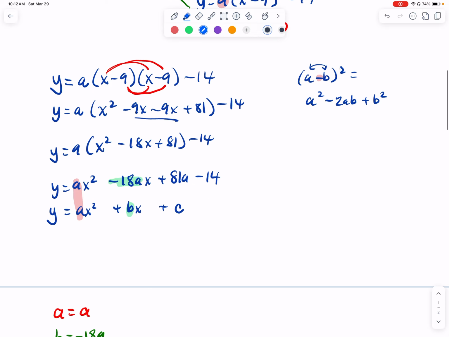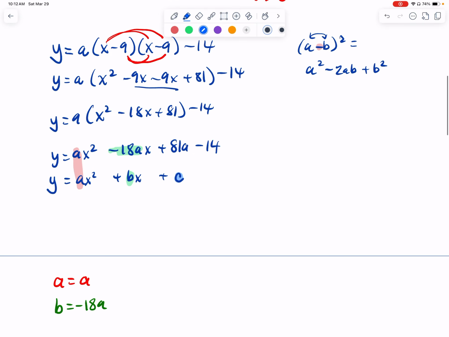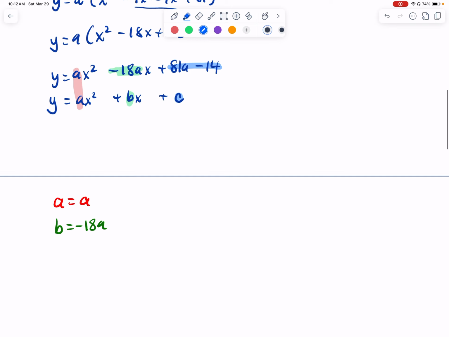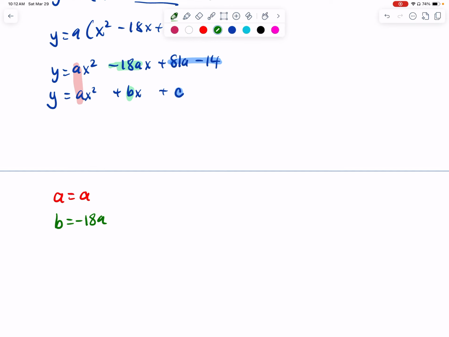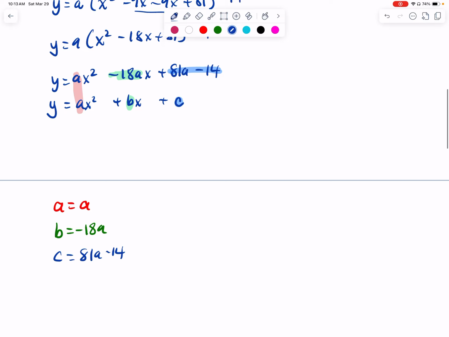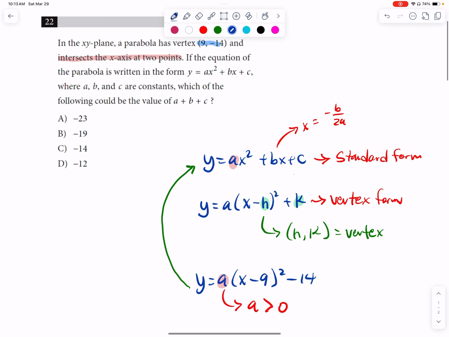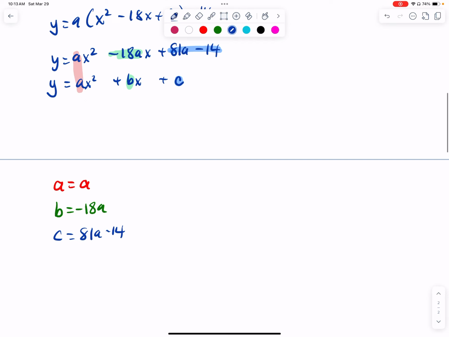So what is our c? Well, the c is supposed to be anything that's not attached to a variable. It's a constant term. And for us, that is both of these things here. It's the 81a minus 14. That's the stuff that's left over. There's no x or x squared attached to it. So our c here is 81a minus 14. And what the problem wanted us to do was to add a, b, and c together. So let's do that now.